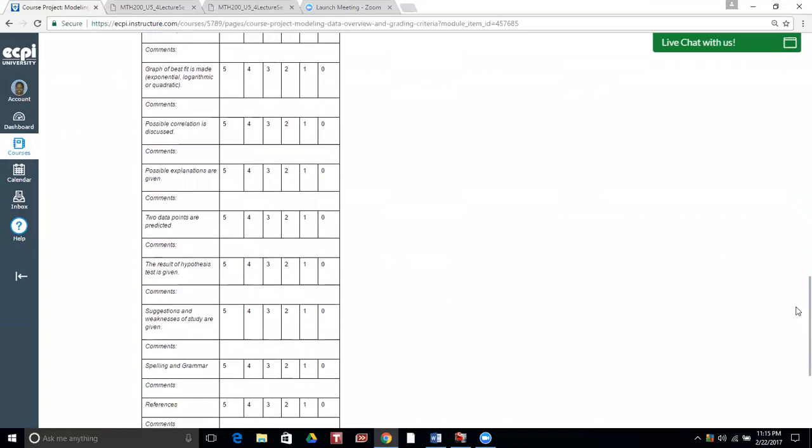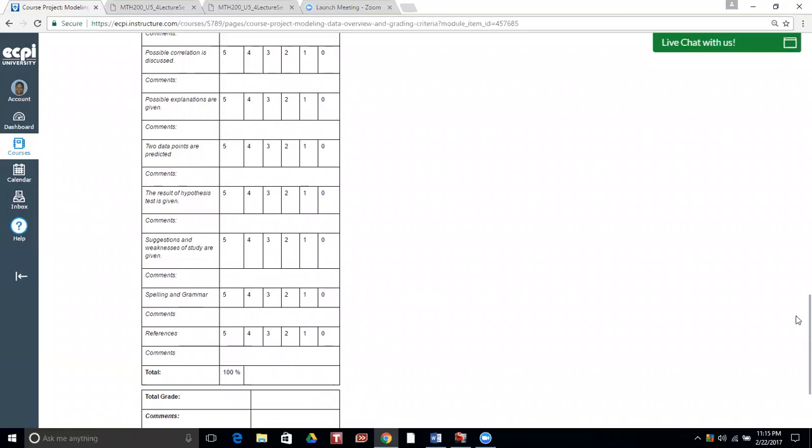Were you right? Were you wrong? What weaknesses did you discover? What strengths? Make sure you check your spelling and your grammar, and make sure your references, again, are on a separate page in APA format.